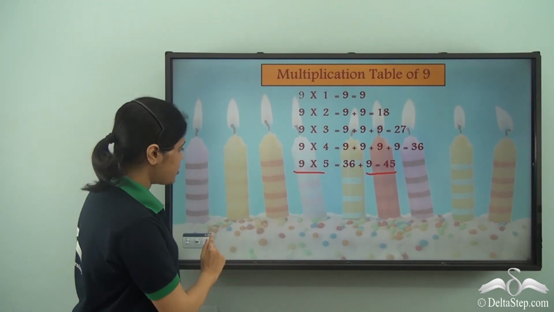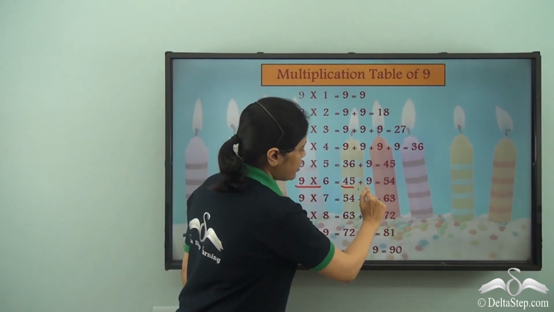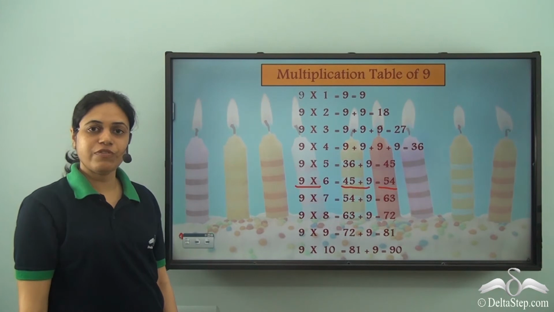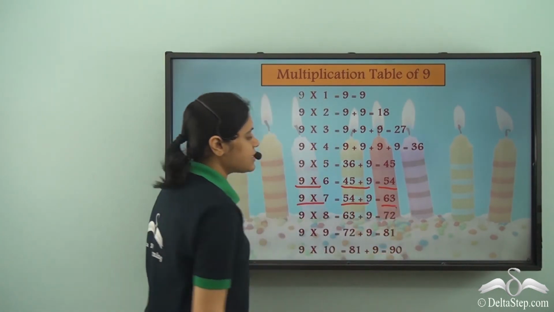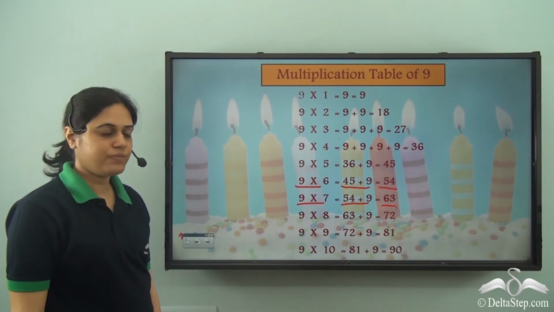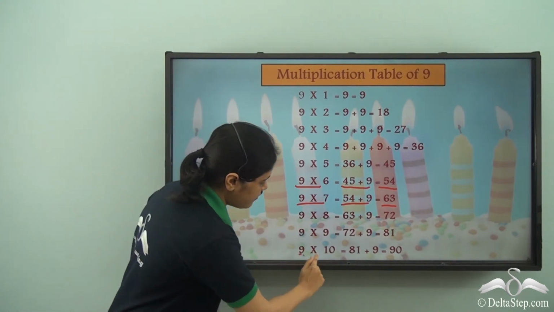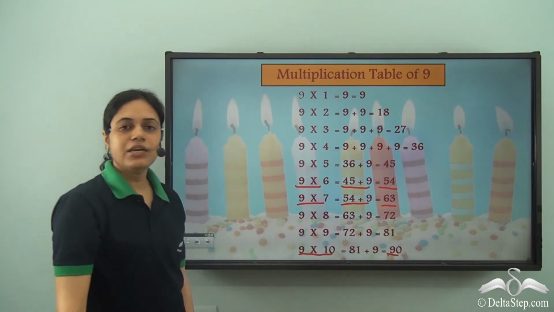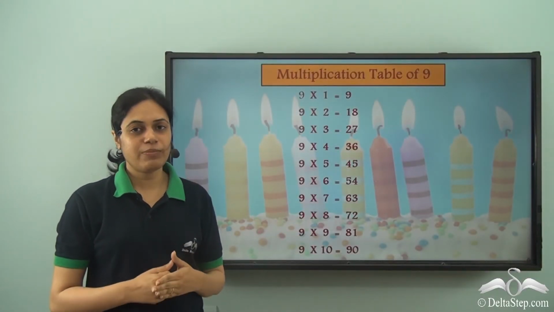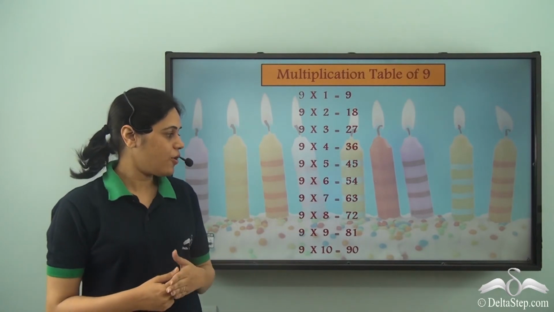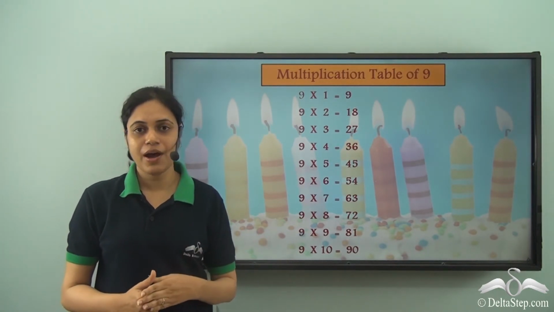Now 9 into 6 will be 45 plus 9, which is 54. 9 into 7 will be 54 plus 9, which is 63. And so on, we have till 9 into 10, which is 90. So this is the multiplication table of 9. So do write it down and remember it by heart.